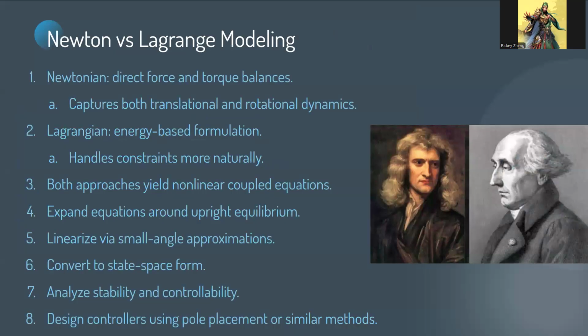One is Newtonian mechanics. Newtonian mechanics models a cart pole system by directly balancing forces and torques, capturing both translational and rotational motion with explicit physical clarity. This approach remains very common in engineering because it makes the contribution of each force immediately interpretable.